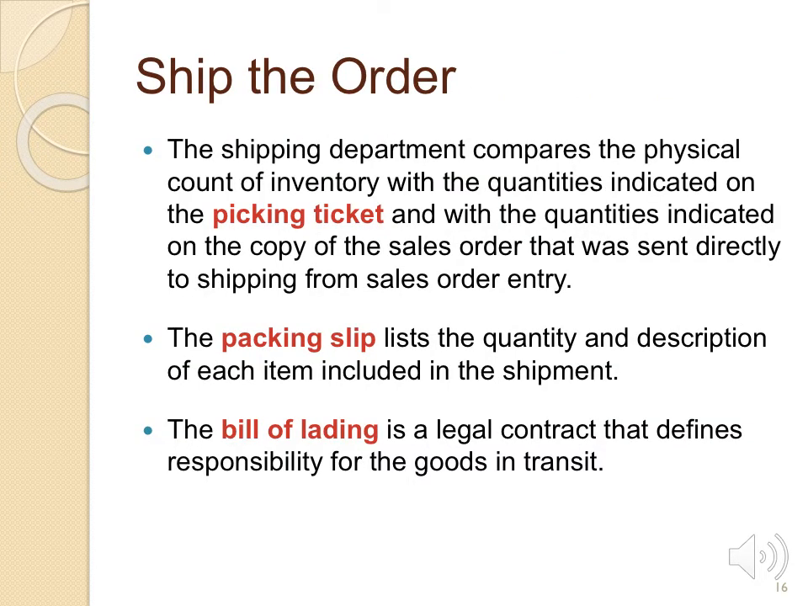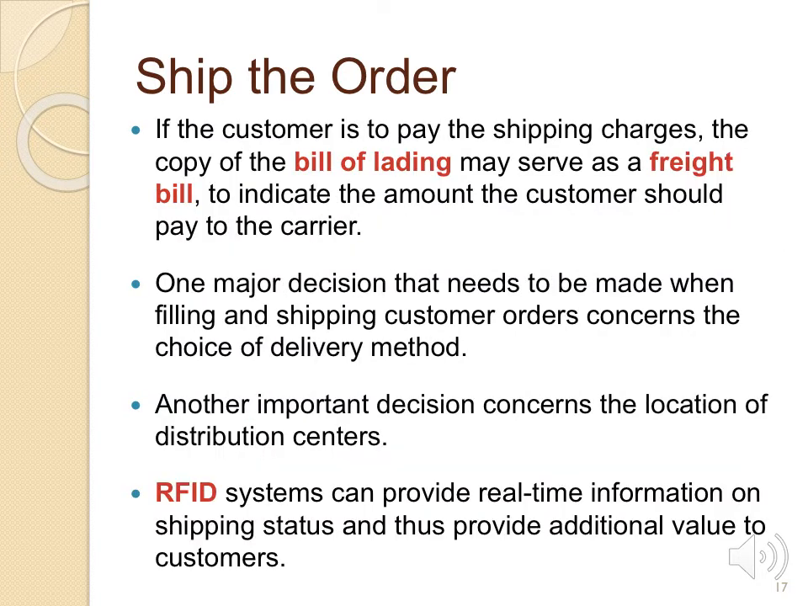So the picking ticket will be used to indicate physical quantities of the goods that will go into the box or boxes. The packing slip will go to the customer, and that will list quantity and description of items shipped. And the bill of lading is your shipping document, a legal contract that defines who is responsible for goods in transit. Normally, by the way, the person that pays for the shipping is the person that's going to be responsible for those goods in transit. All right, the bill of lading can also serve as a freight bill if the customer is paying for those shipping charges.